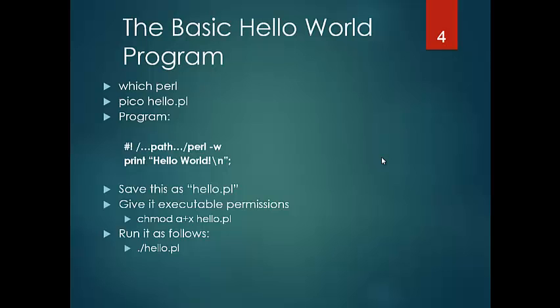The minus W in the first line is a switch for warnings. It is not required, but it is a very good idea to write the minus W. The hash is an unordered collection of values which is identified by a unique key. You store this as hello.pl, PL meaning Perl, and run it using ./hello.pl.